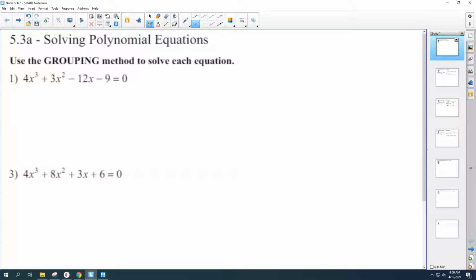5.3, we're doing solving polynomial equations. We talked about this last week, but when you see this exponent right here, that's telling me how many solutions there are. So right off the bat, you can tell that there are going to be three solutions to this first equation. We know there are three. We don't know if they're real or imaginary, though. And so that's what makes this kind of hard.